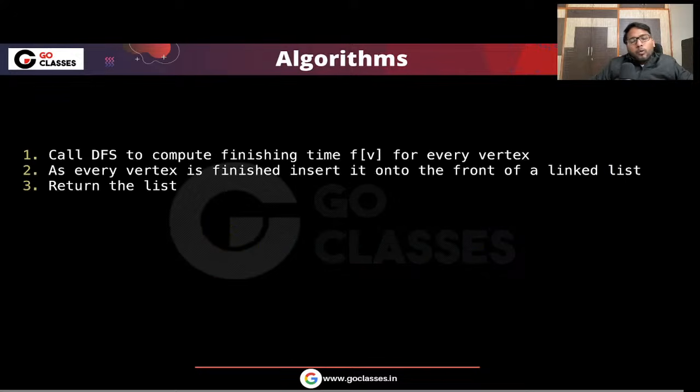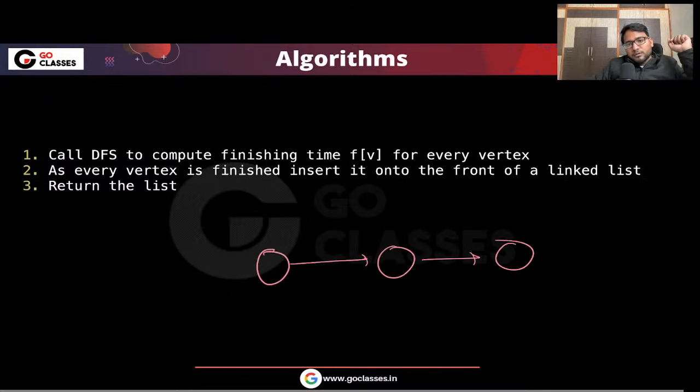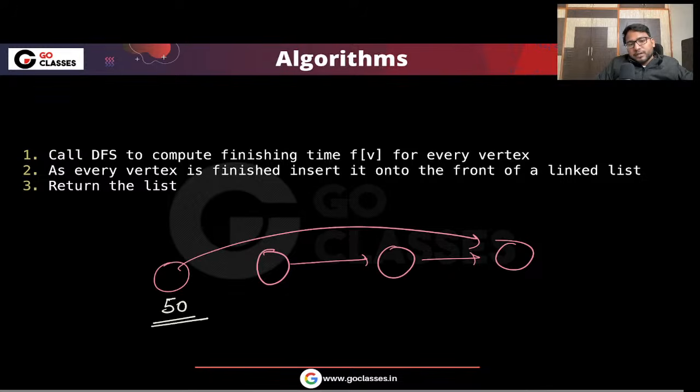See here, what we can do, we can call DFS to compute the finish time for every vertex. Now once we have the finish times, let's suppose this is some DAG, for every vertex we will be having the finish time. Can you randomly tell me that this will be finishing later than this, and this will be finishing later than this? So can you randomly tell me some time? Let's suppose this is 50. It will be finishing at last. I mean, not at last. So basically you can say if that is the edge, then it will be finishing later.